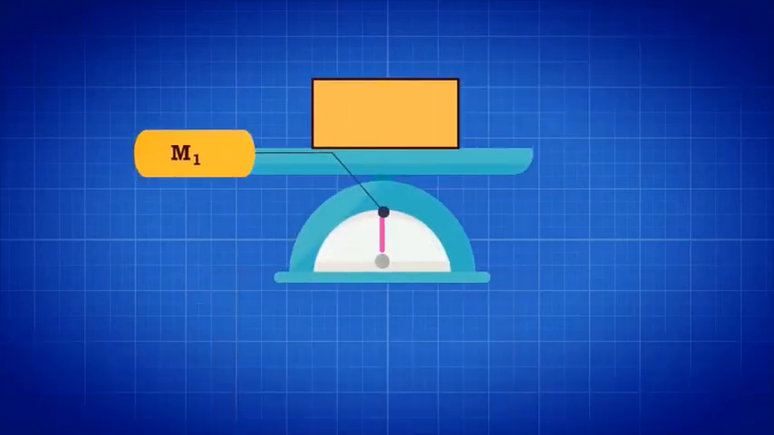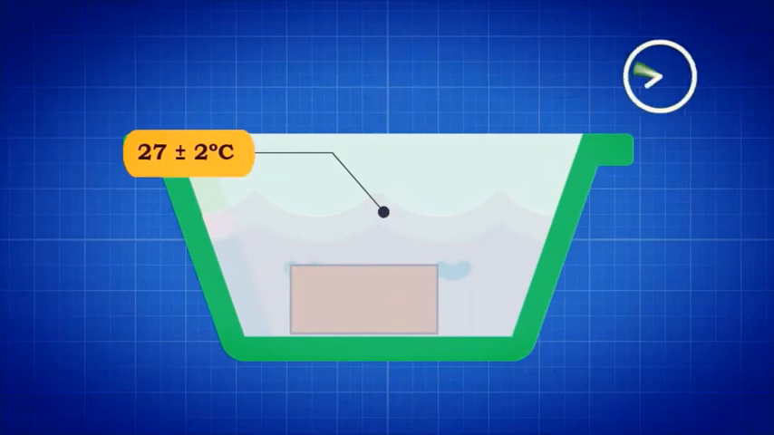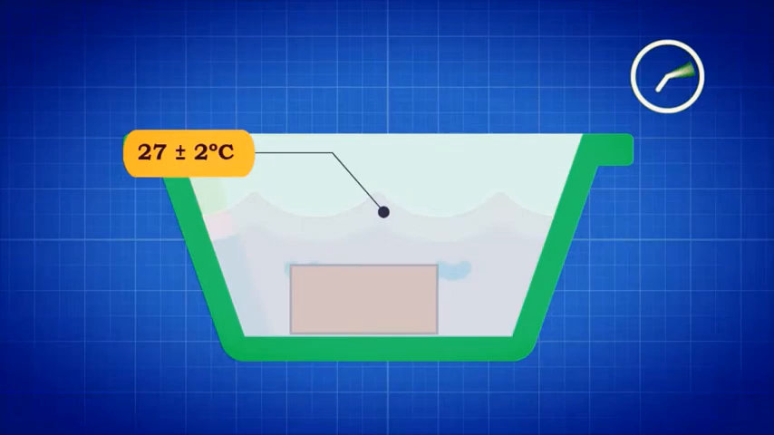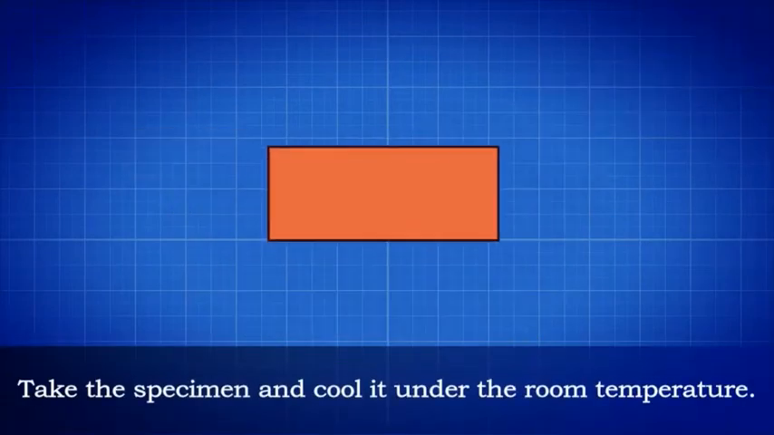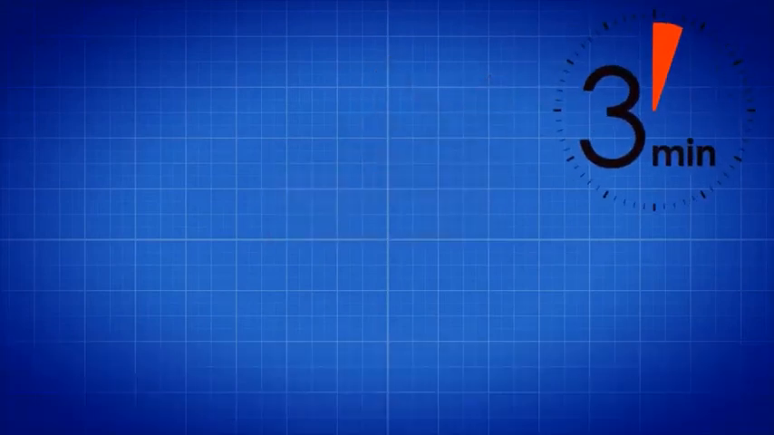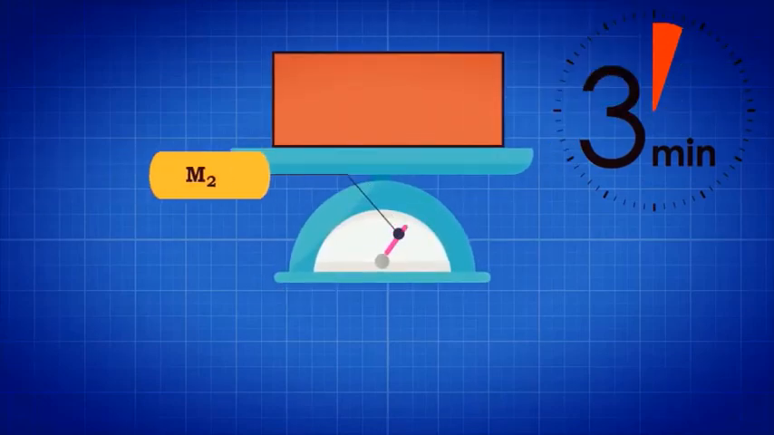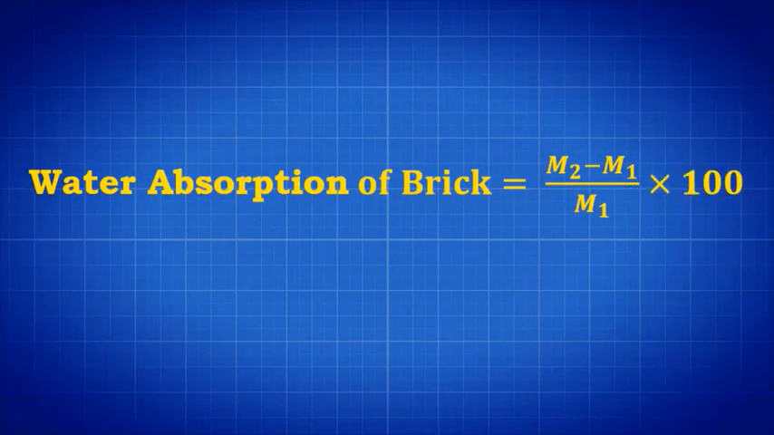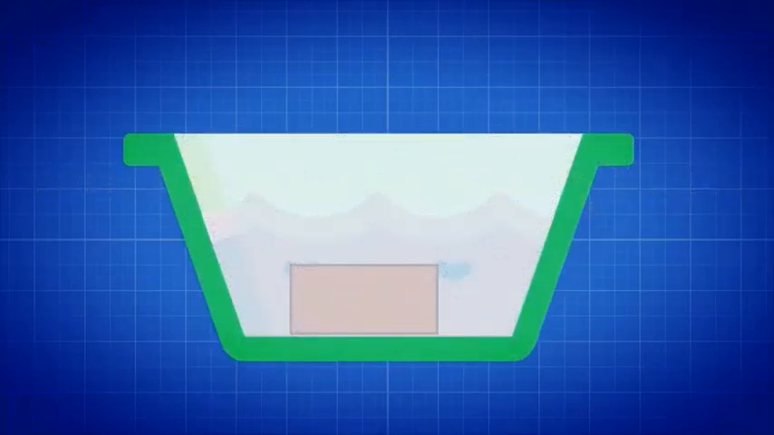Take the specimen and cool it to room temperature. Obtain its weight, that is M1. Now, immerse the completely dried specimen in clean water at a temperature of 27 plus or minus 2 degrees Celsius for 24 hours. Remove the specimen and wipe off any trace of moisture. Obtain the weight, that is M2, of the specimen 3 minutes after removal from water. Then, water absorption percent by mass is calculated by the formula (M2 minus M1) divided by M1 into 100. Thus, you have learned how to determine the water absorption of bricks.